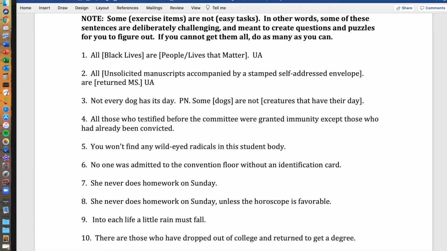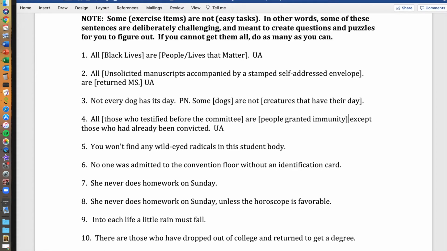Number 4, all those who testified before the committee were granted immunity except those who had already been convicted. So again, we have some clues here, all those, which tells us this is very likely a universal affirmative statement. So let's start with that hypothesis at least, a universal affirmative. And then we have to find the subject term and the predicate term. So the subject term, all those who testified before the committee were, so we would change that to are, people granted immunity.